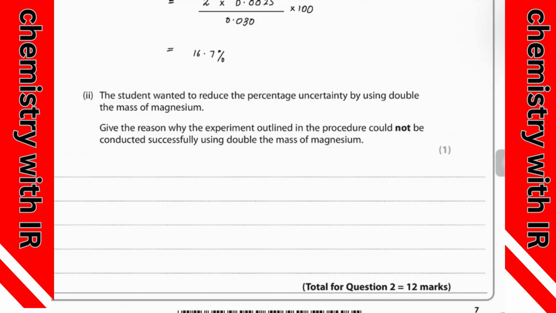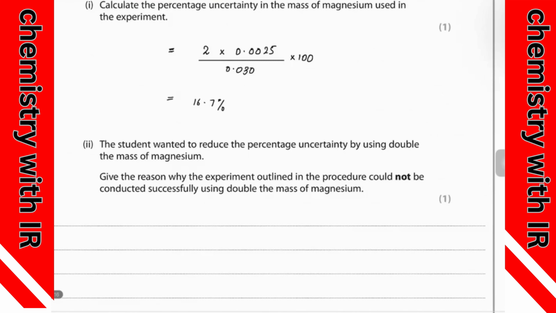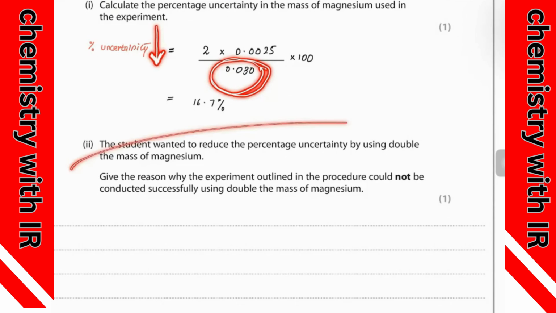If you are taking double mass of magnesium, the student wanted to reduce the percentage uncertainty. You know what that means? This is called the percentage uncertainty. Listen very carefully. If you are going to increase the mass of this magnesium, of course the percentage uncertainty is going to decrease because they are inversely proportional to each other. Yes or no? So the same goes with this one.